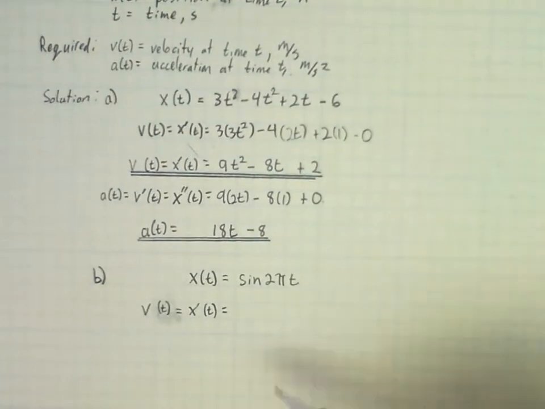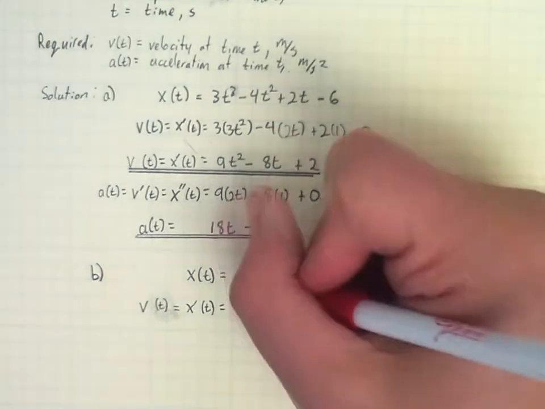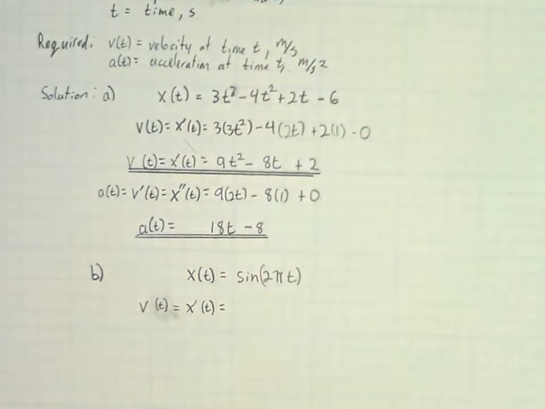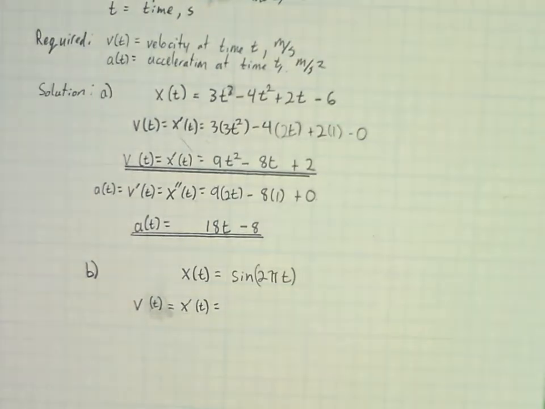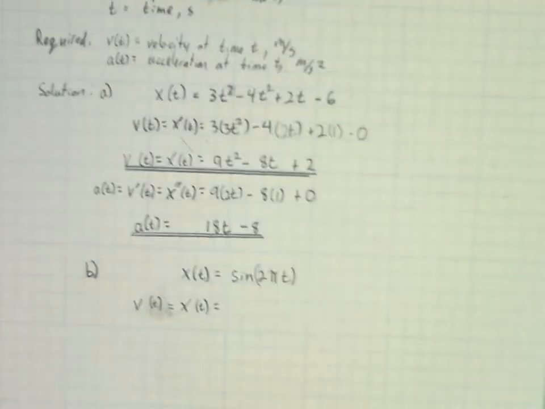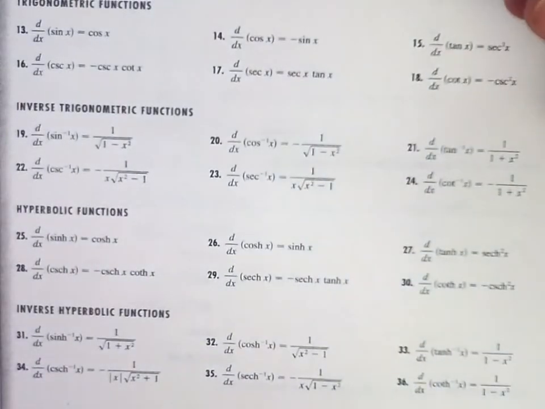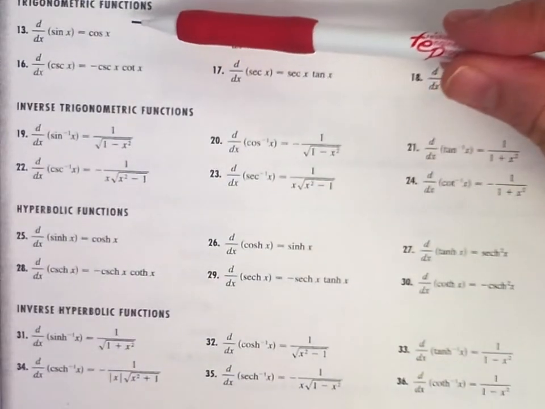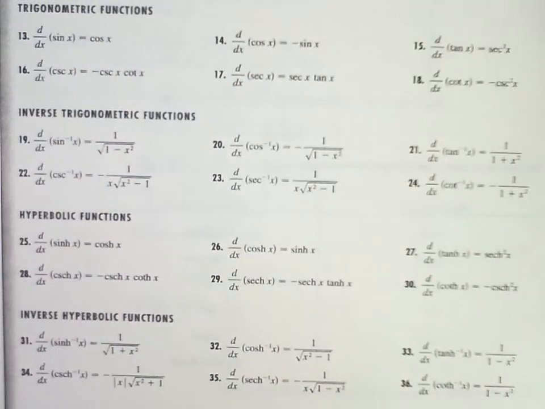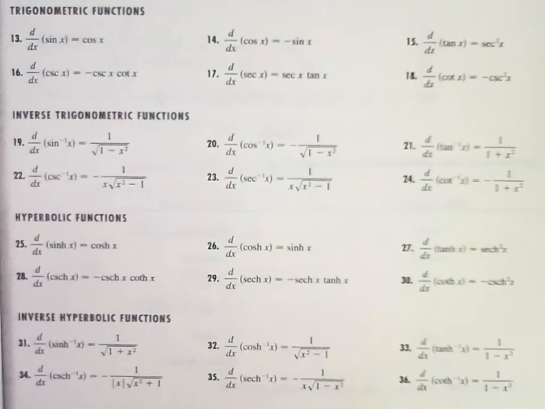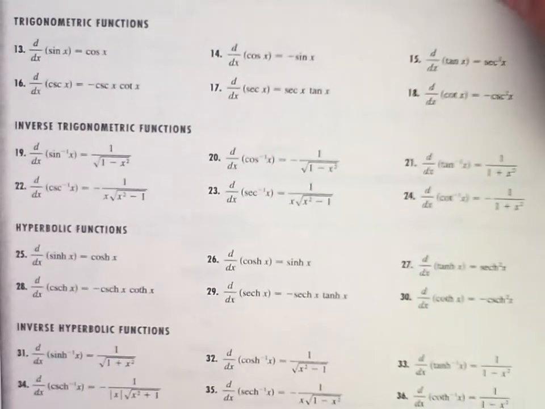Part B, x of t is sine of 2 pi times t. And just to be clear, that part's in parentheses. That's all being taken the sine of. So my velocity is going to be the derivative of that. We haven't worked with a sine function yet. I can look on here on trig functions, and it tells me what to do with just sine of x, but it doesn't tell me how I deal with the fact that I actually have a function inside there. So I actually have to combine that with the chain rule.